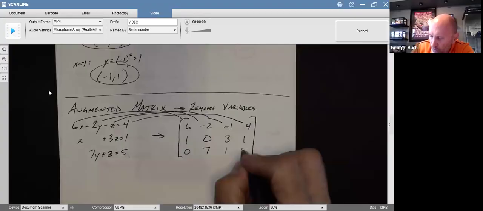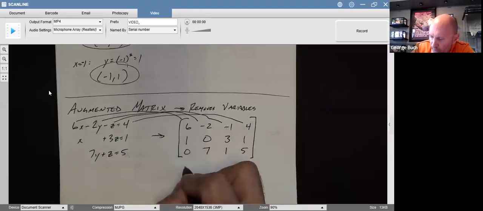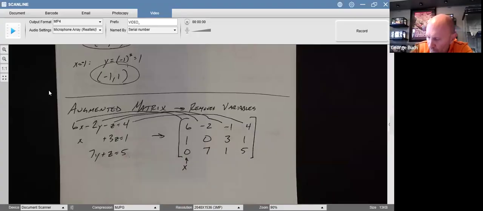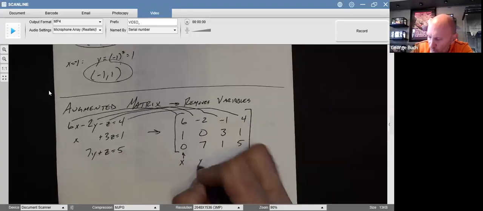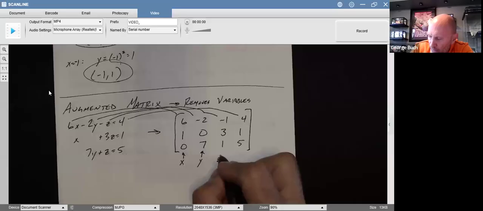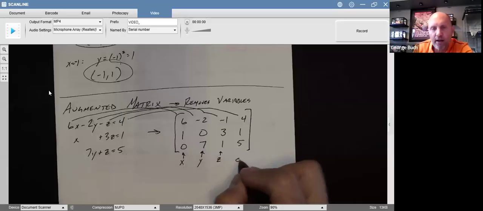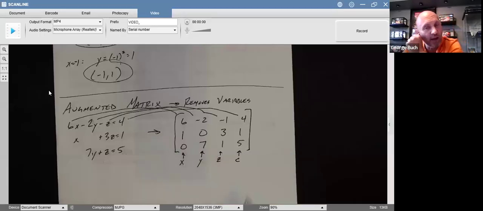And so essentially all this does is say this first column is my x variables. Second column is the y. Third column is the z. And this last column is the constants on the right side of the equations.